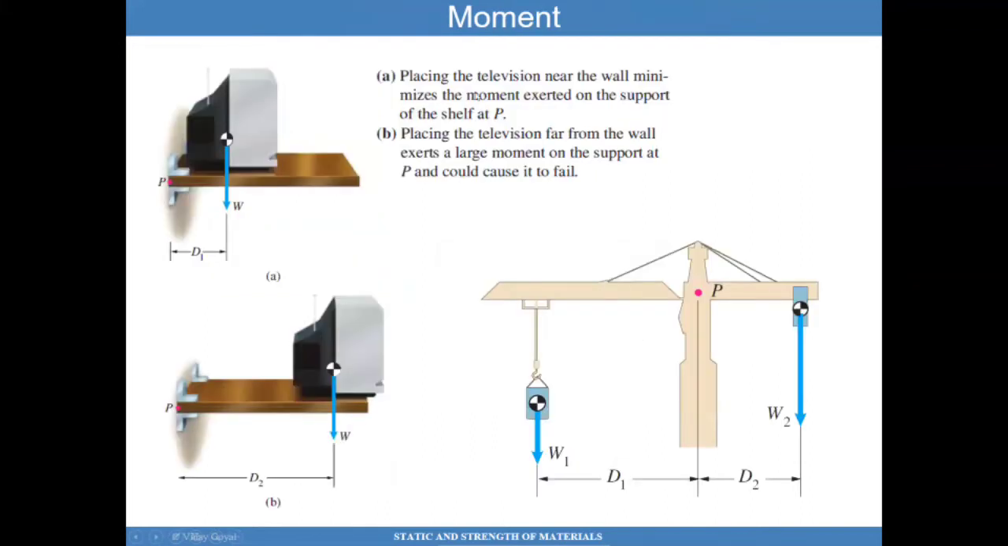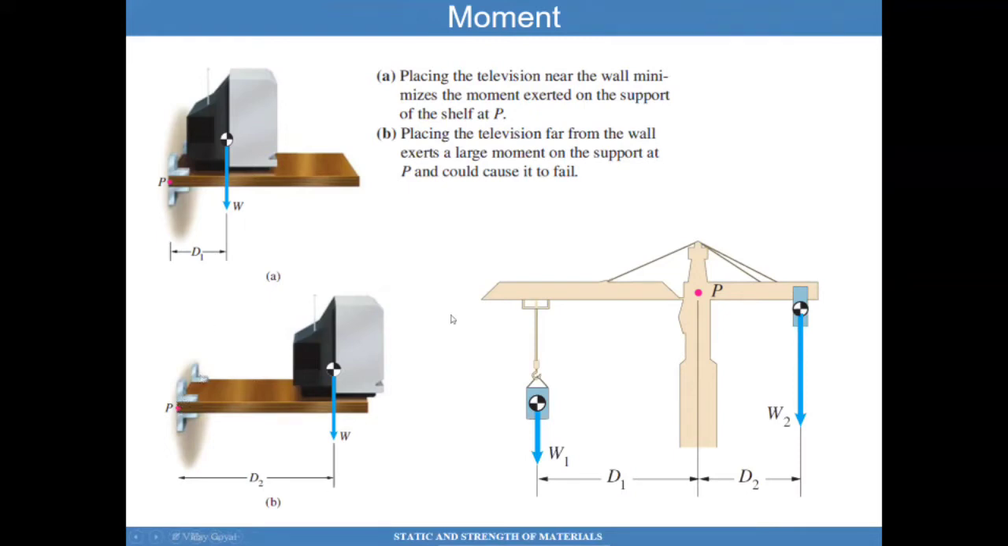Say as an example, I place a television near the wall. That will minimize the moment exerted on the support of the shelf at point P. If I put the same television farther away, then that will cause greater moment at point P, and it will be easier to break the support.